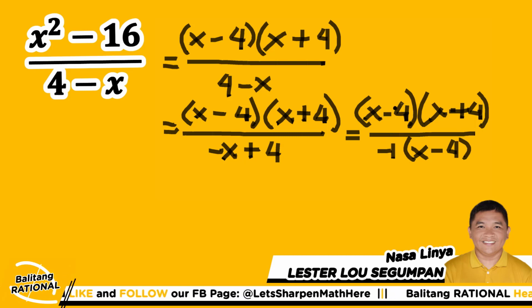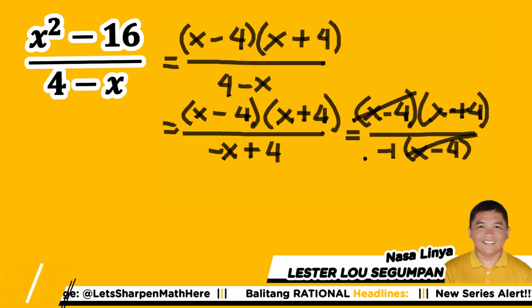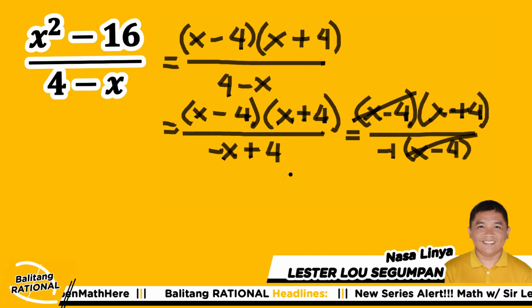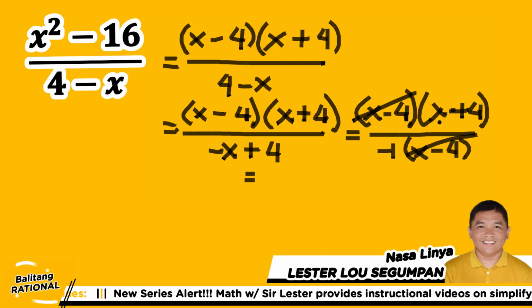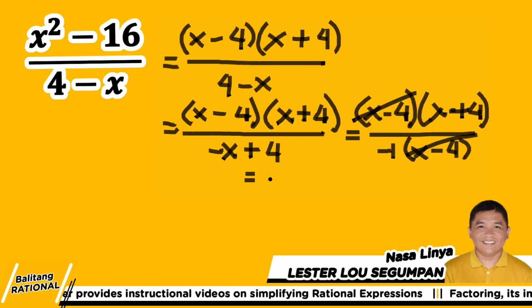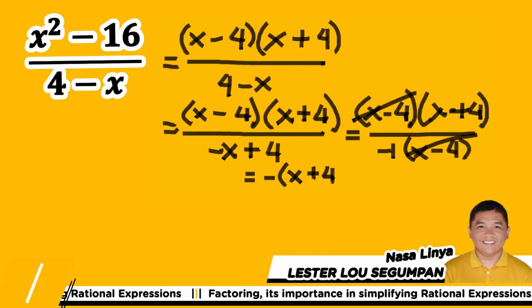So, patapos po nito, meron tayong maka-cancel, which is x minus 4 at saka x minus 4 po dito. So we are left with our result here. So let me write this here kasi meron pa po isang step pa. So meron tayong, yung natira natin is x plus 4 sa numerator natin at saka negative 1 sa denominator. It would mean that we'll just have a result of negative of the quantity x plus 4.